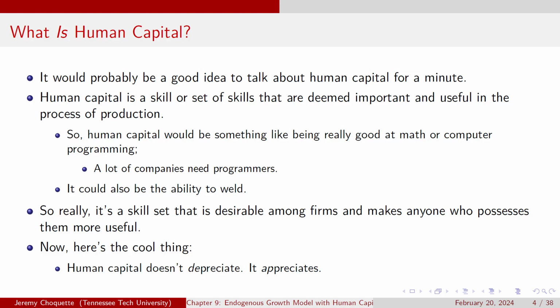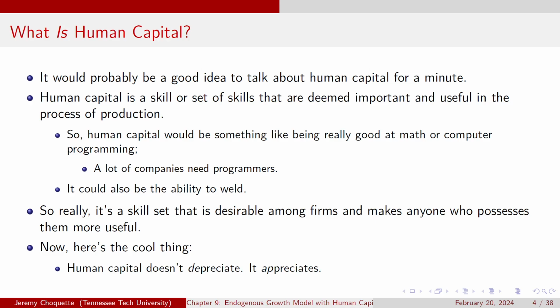That would be deemed important and useful in production. So it could be being really good at math or computer programming, because a lot of companies need computer programmers, until it gets replaced by AI. But it doesn't have to be in the context of producing ideas. It can also be in the context of producing things, like the ability to weld, until that gets replaced by automation and AI. So it's ultimately just a skill set.